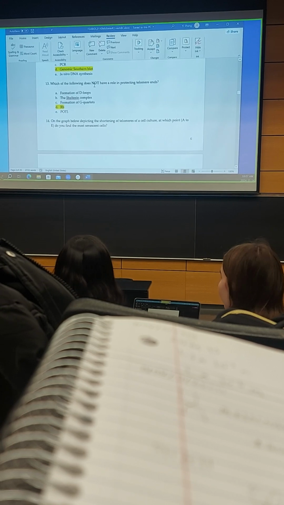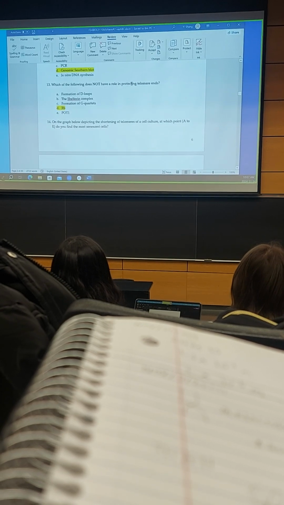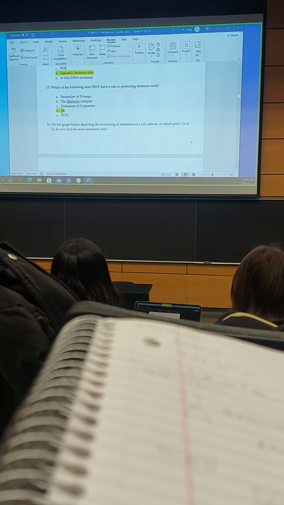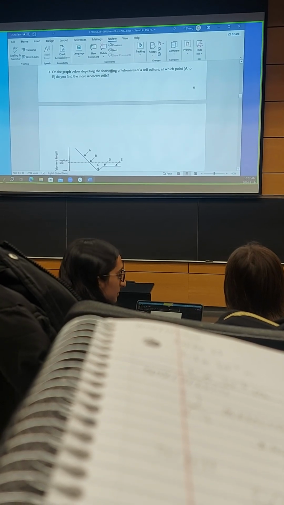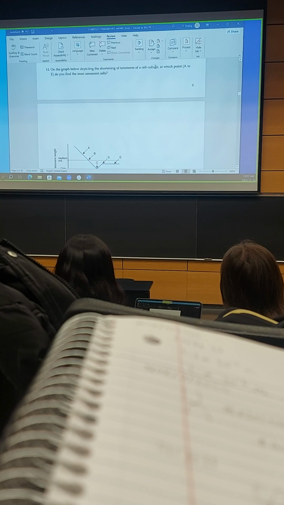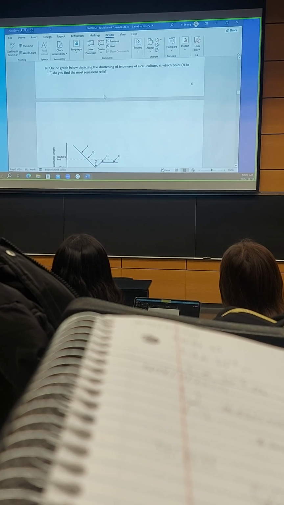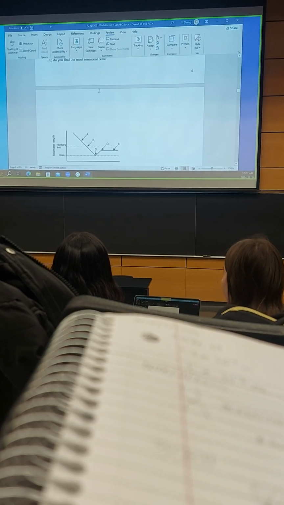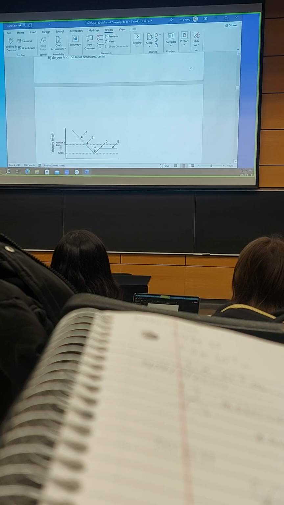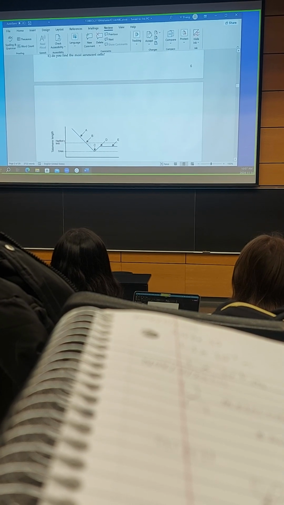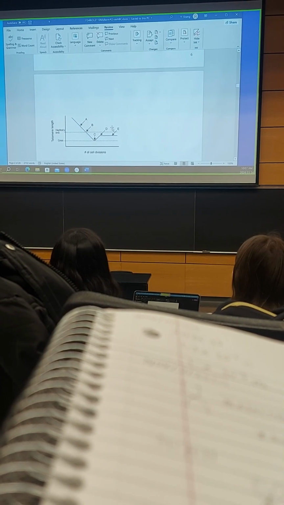Which of the following does not have a role in protecting telomere ends? It's the RB. On the graph below, depicting the shortening of the telomere of the cell culture, at which point do you find the most senescent cells? It is at the Hayflick limit, B, so the answer is B. I didn't highlight it, but it's B.